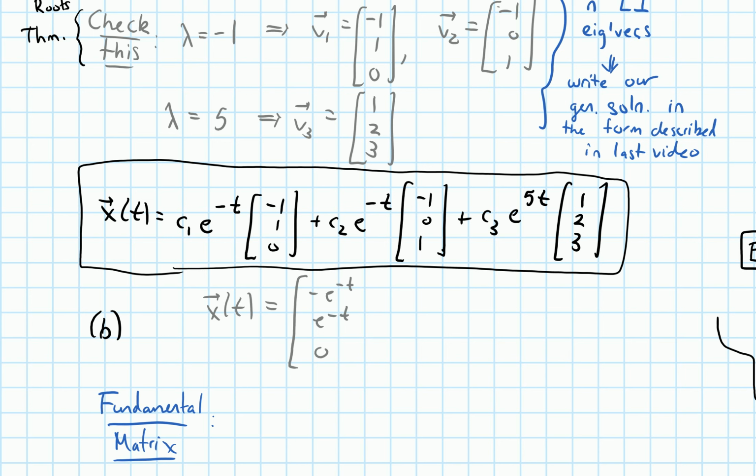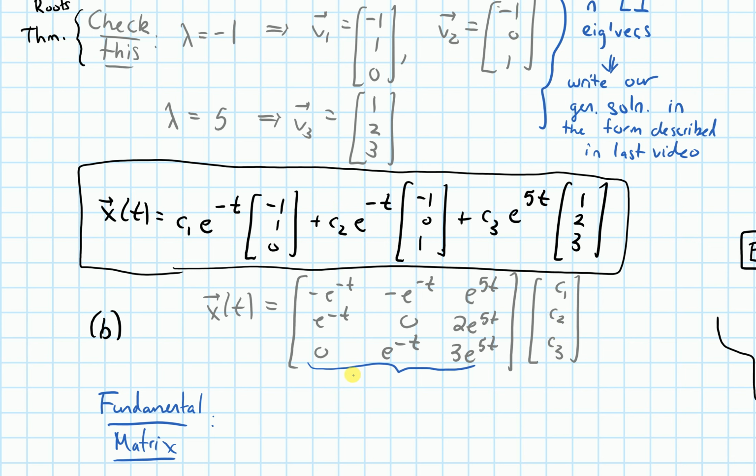Okay, for the next column, e to the -t is also going to get multiplied in. So we'd have negative e to the -t, 0, and then e to the -t. In the next column, e to the 5t would get multiplied in. So we'd have e to the 5t, 2e to the 5t, and 3e to the 5t. Okay, and this is going to get multiplied by the vector that has c1, c2, and c3 as the entries. So those weights of this linear combination become the entries of this vector. Okay, so this matrix right here, this is our fundamental matrix.